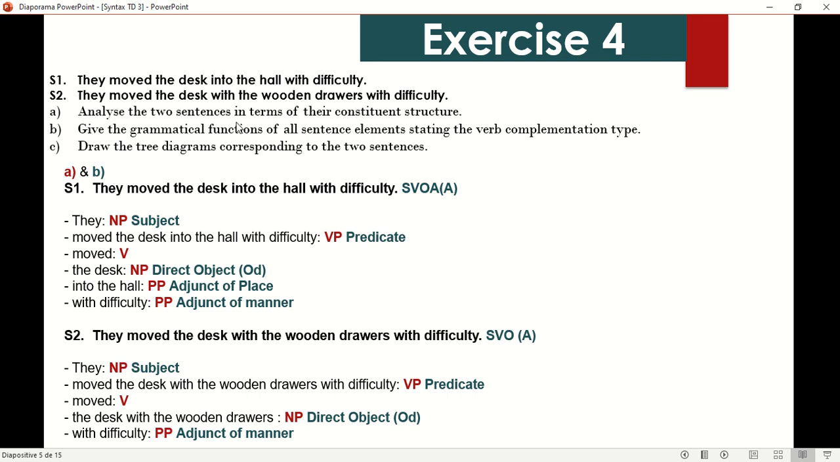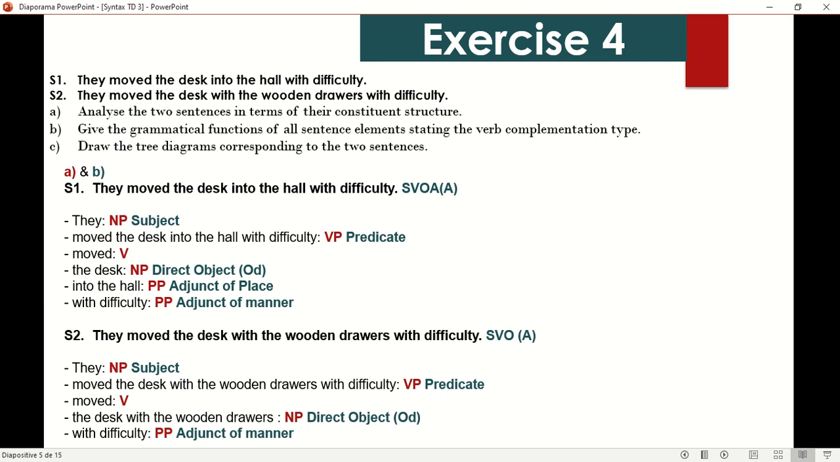Now what's the difference? The desk and into the hall are two different constituents, and the desk with the wooden drawers is just one constituent. Because here, if you remember, if we apply the constituency tests, what did they move into the hall with difficulty? The answer would be the desk and not the desk into the hall. But here, what did they move with difficulty? The answer would be the desk with the wooden drawers. So with the wooden drawers modifies desk, but into the hall does not.